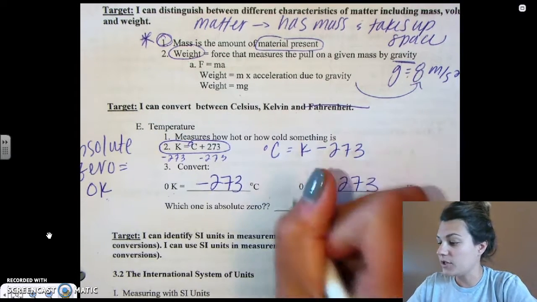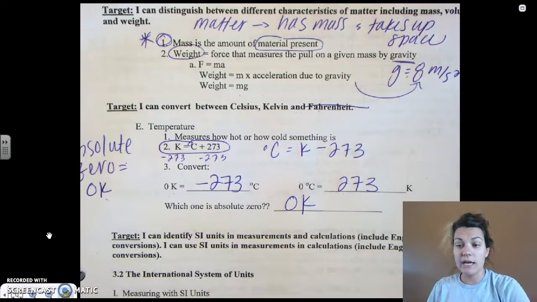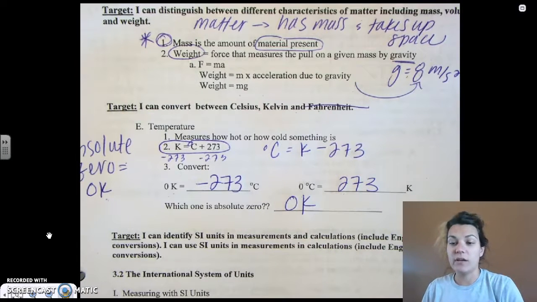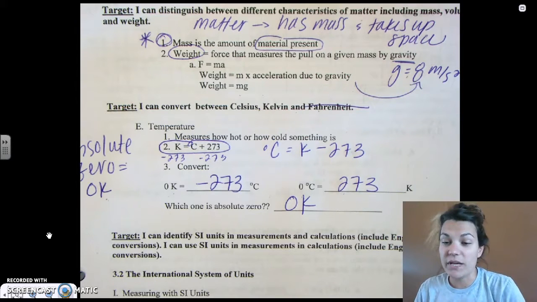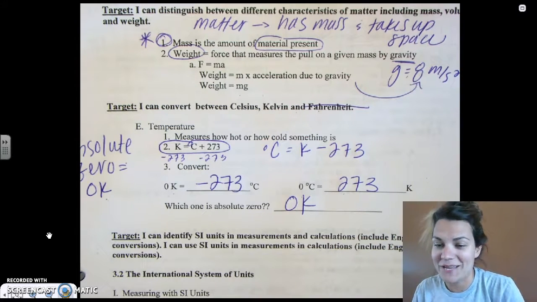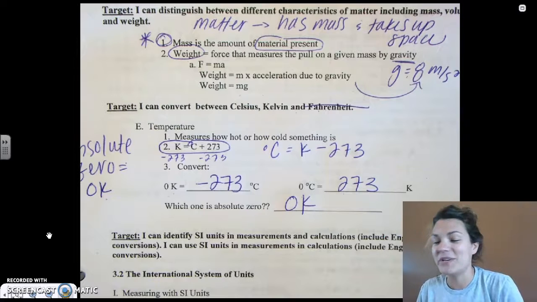So let's look. Which one of these is absolute zero? The answer to that question is 0 Kelvin. Why? Because we can't achieve it. We can achieve 0 degrees Celsius, and luckily when we hit 0 degrees Celsius, our particles have not stopped moving, which means we can still be alive.